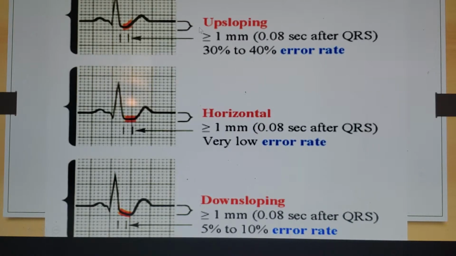So remember, upsloping can be an error. Horizontal, very low error rate. Downsloping, pretty low error rate.